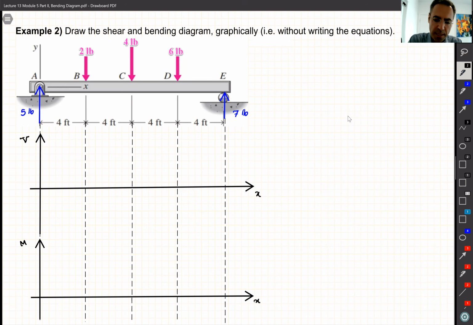So let's do it together and see if we can draw the V and M diagrams without actually writing any equations. So I start from the left always, and whatever loads I see, if it's going up, there is a jump upward. If it's coming down, there is a jump downward. So I have 5, so a jump of 5, let's say this is 5.